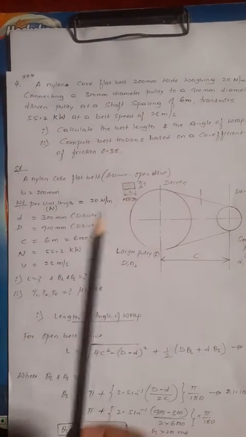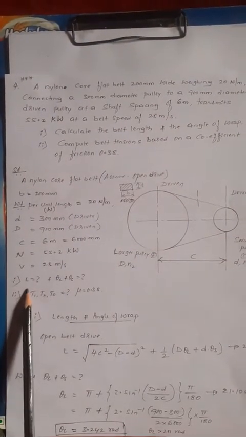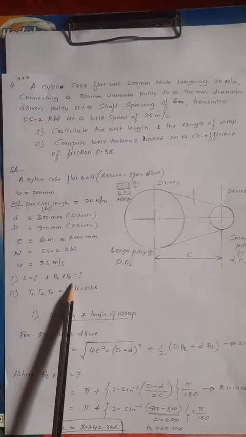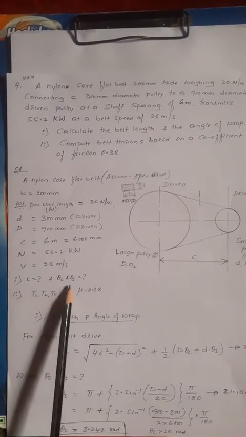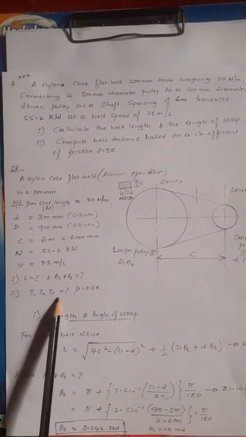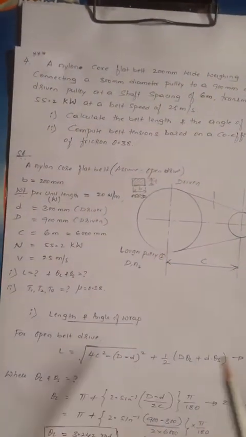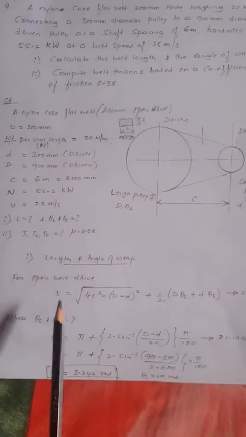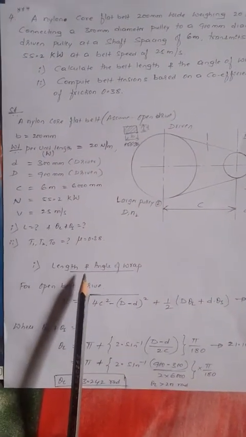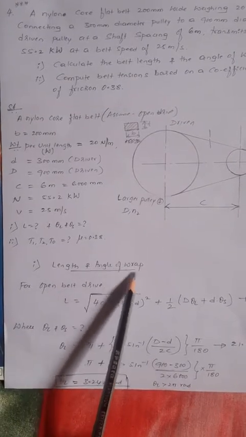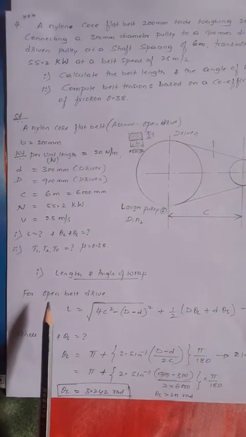What are we going to calculate? First we want to calculate the length of the belt and the angle of wrap, the angle between the pulleys and the belt. Next, the tensions in the belt: T1, T2, T0, and even TC if you want. First, directly take the first unknowns: the length of the belt and the angle of wrap.